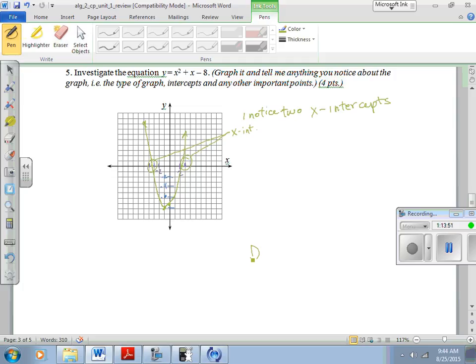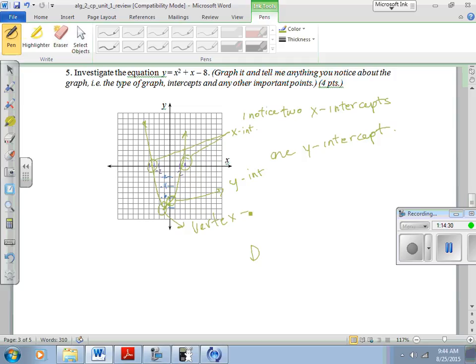Anything else? I got x-intercepts. There's 2 of them. Clear? Any other intercepts? There's one on the y, somewhere right there, right? I don't know exactly the coordinate. There's one y-intercept. There's also another point that's important, the vertex.